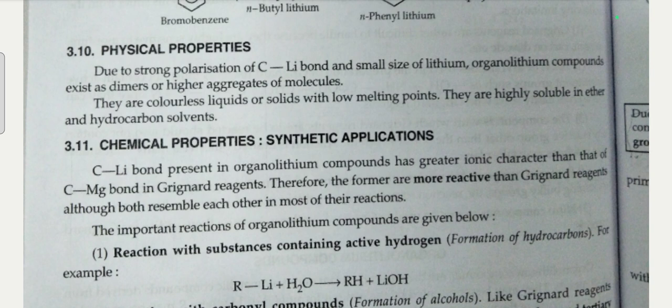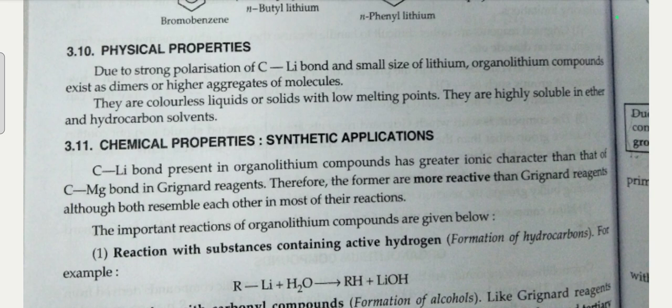Chemical properties, synthetic applications. The carbon-lithium bond present in organolithium compounds has a greater ionic character than that of the carbon-magnesium bond in Grignard reagents. Therefore, the former are more reactive than Grignard reagents, although both resemble each other in most of their reactions. The important reactions of organolithium compounds are as given below.